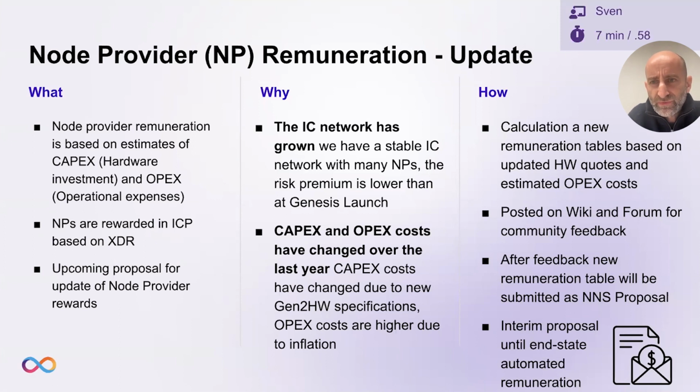But since the network has grown, there's of course less risk with onboarding new node providers. And in the past, there was a risk premium of about, let's say, a multiple of about 4 in order to stimulate node providers to join the IC network. But since we're now more or less in a stable IC network and we've got fewer outages, the risk premium probably is lower. But on the other hand, CapEx and OpEx expenditures might be higher because we've got a new generation of hardware that is currently being verified. And as well as in the current inflationary environment, operational expenses are, of course, higher.